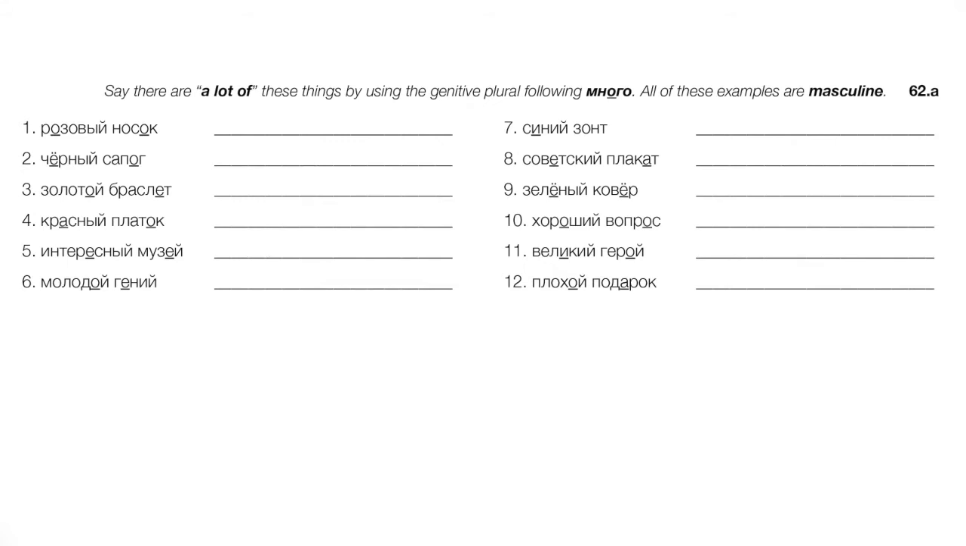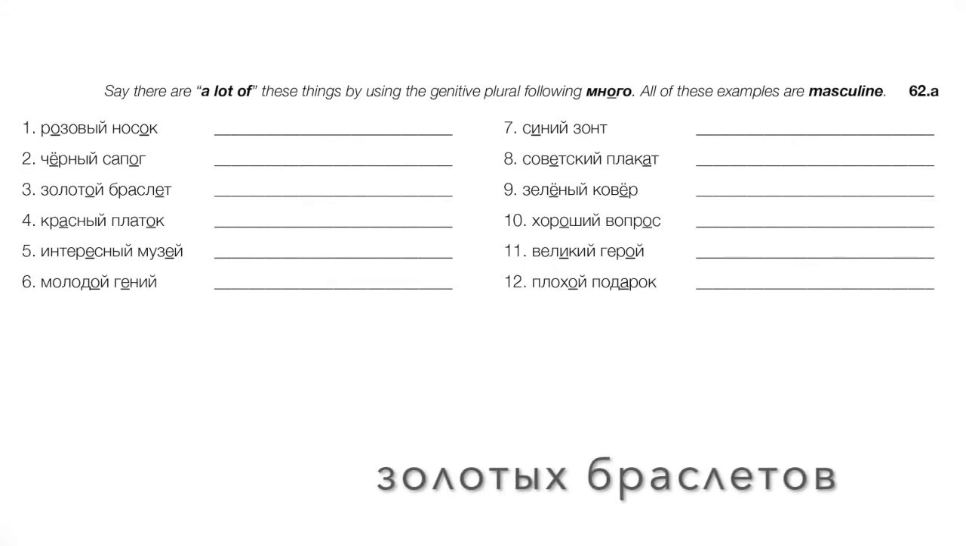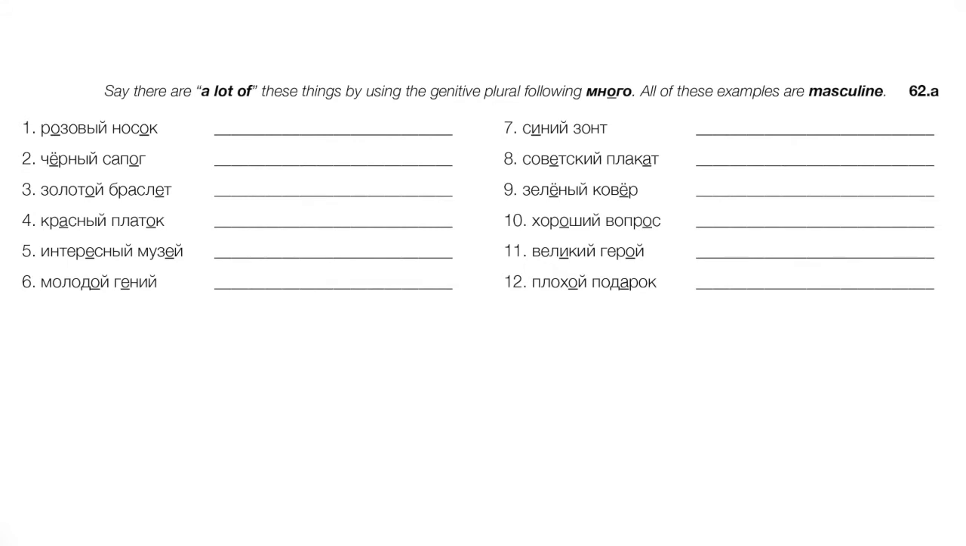What about a lot of black boots? Mnoga chornych sapogov. Right, an in-stress noun, hard noun. Tri zolotoy braslet. How would we say a lot of gold necklaces? Sorry, bracelets. Mnoga zolotych brasletov. Hard masculine. Chitiri, a lot of red scarves. Mnoga krasnych platkov.